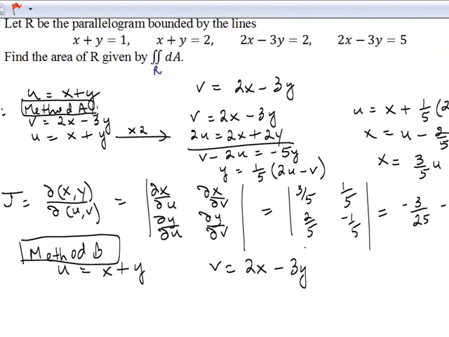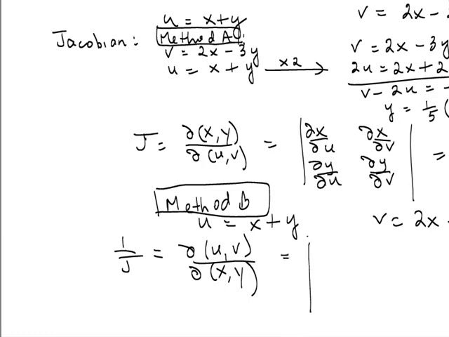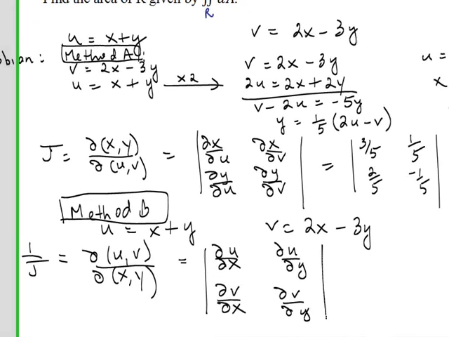And then, instead of finding J, find 1 over J. Okay? So let me show you what I mean by that. You find 1 over the Jacobian. You treat it as a fraction. So that is just delta (u, v) over delta (x, y). So you find the reciprocal. So set up your new determinant: partial u partial x, partial u partial y, partial v partial x, partial v partial y.